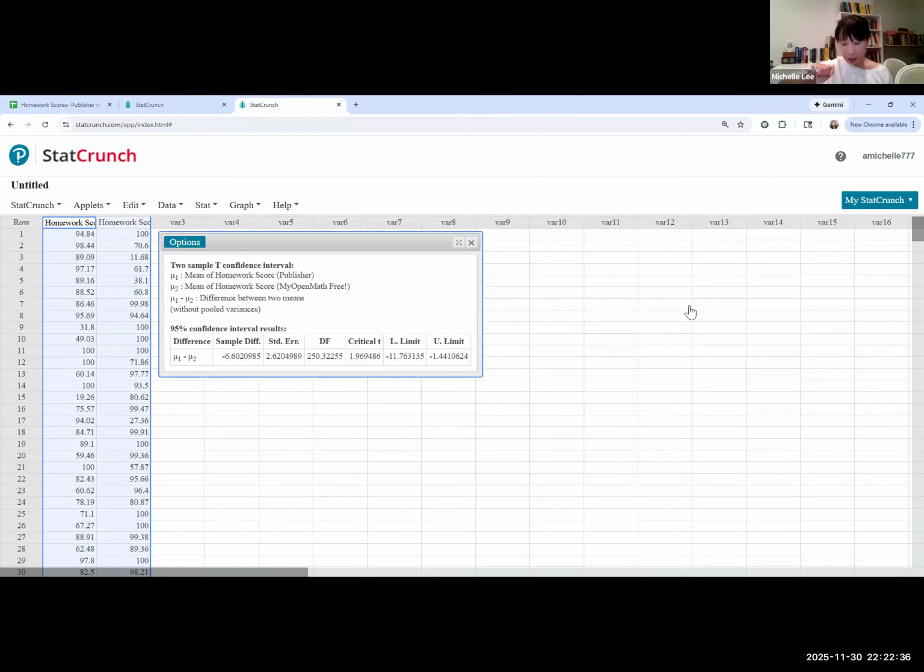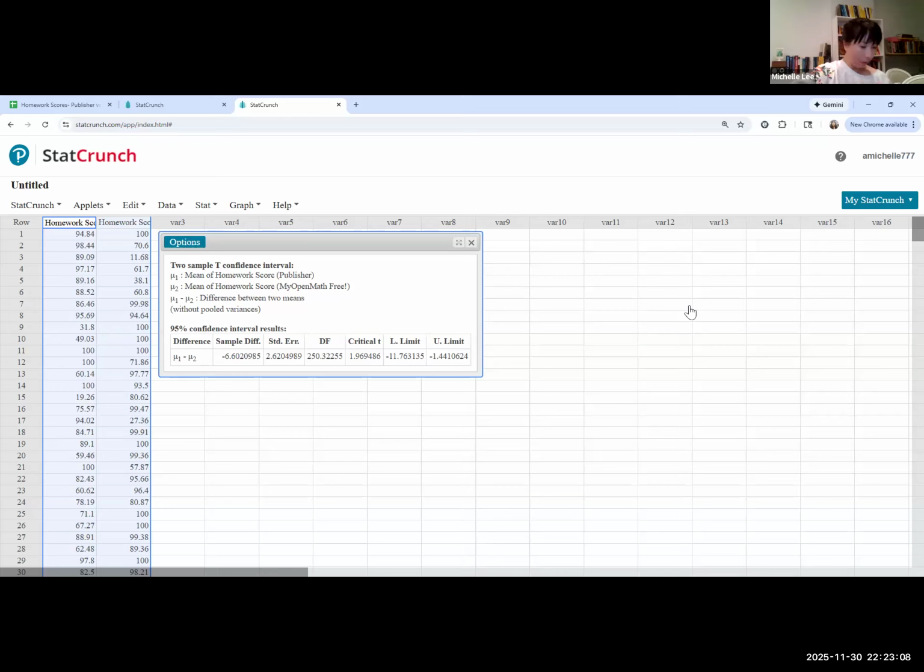Looking at that, they're both negative, right? If both are positive, then the first one is greater than the second one. But if both are negative, then the first one is lower than the second one, right?